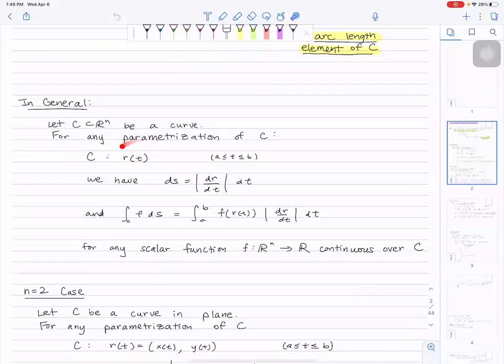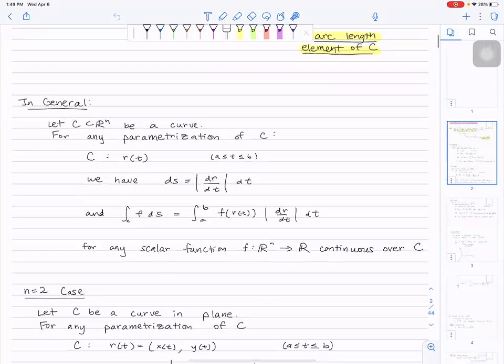The parameterization of your curve is r of t. Your ds, your differential, is going to be the magnitude of the derivative of your parameterization, dt. So when you do the integral of f ds, you plug your parameterization into your function, times the magnitude of the derivative of the parameterization, dt.